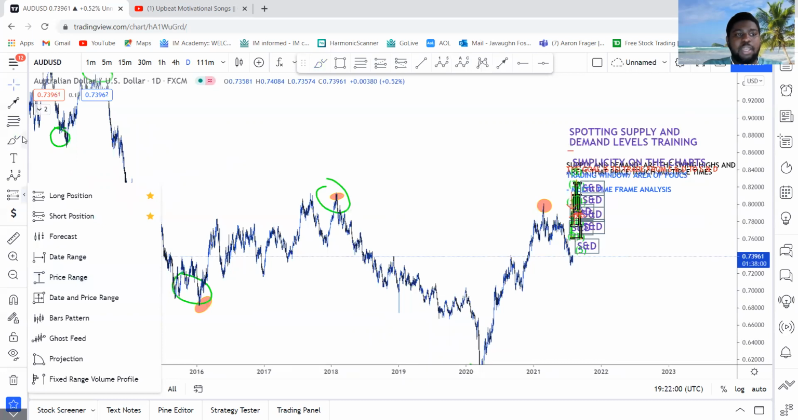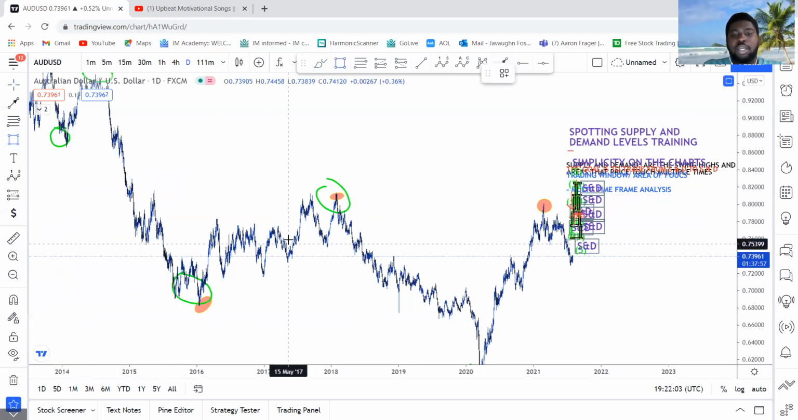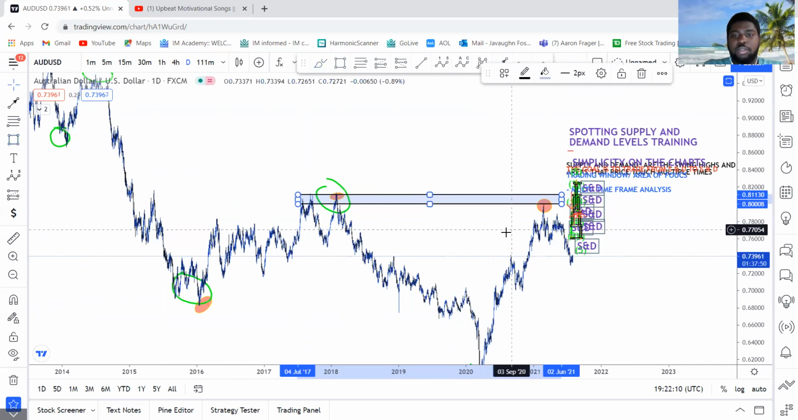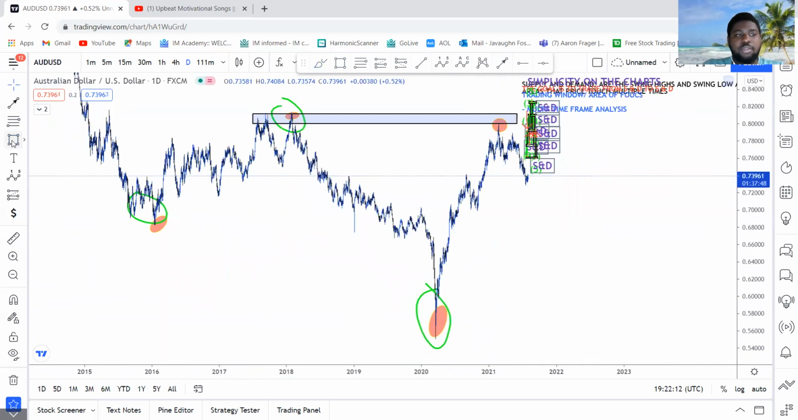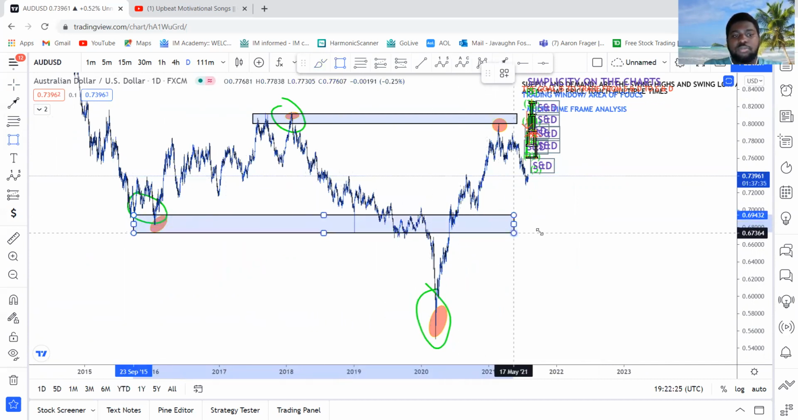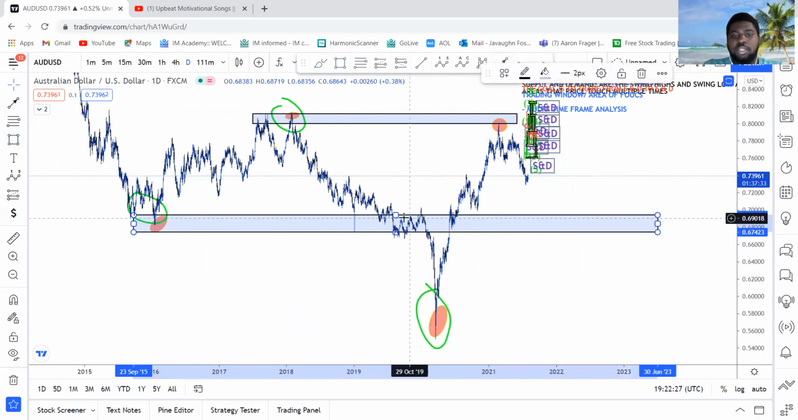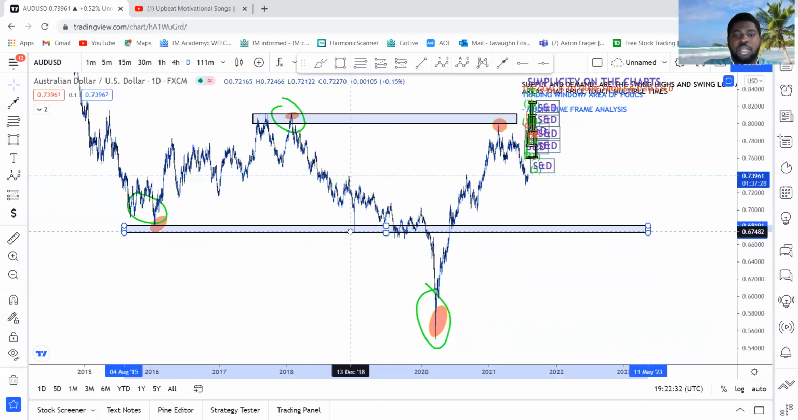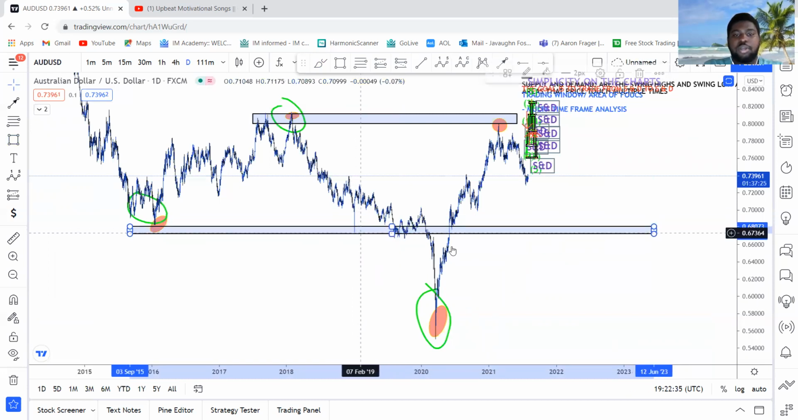So what we're going to do is simply mark up our swing lows and swing highs. We look at this area, and we're just going to drag this across as our swing high. I already explained in the last training why we use a box as opposed to a line: because price is never perfect. It's never on a straight line. If we stretch this across, you can see how price reacts at these levels.